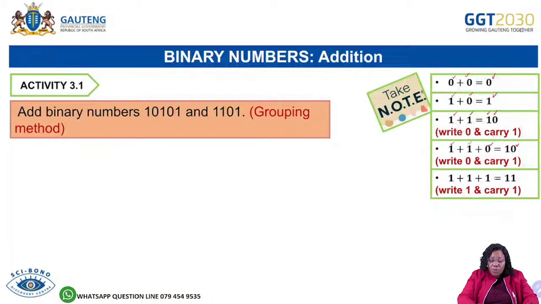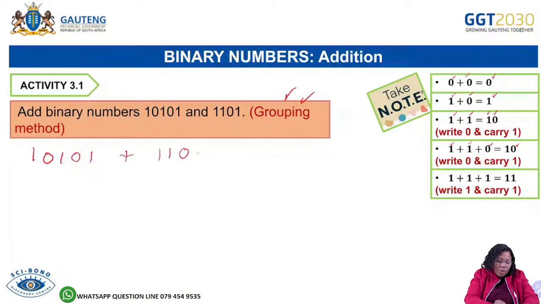Let's see now, what do we mean by writing a 0 and carrying a 1? So now here we have to add binary numbers. We are using the grouping method first. We are adding 1, 0, 1, 0, 1, and 1, 1, 0, 1. Okay, can you see you have 4 digits on this one, whereas we have 5 digits on that one. So that means we'll deal with the 5 digit one now.